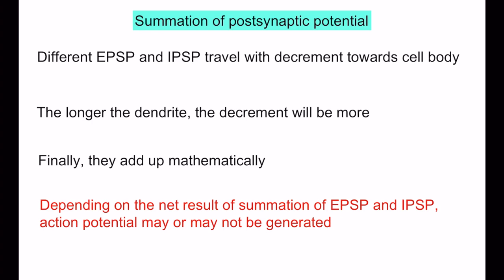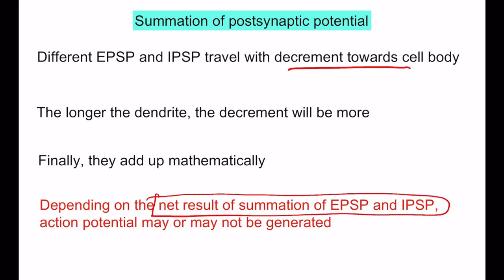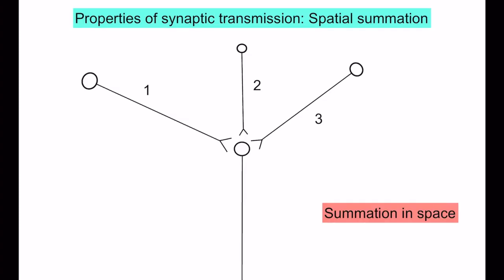So, just a little summary about that. Different EPSP and IPSP travel with decrement towards the cell body. The longer the dendrite, the more the decrement. Finally, they will be added up, and depending on the net result of summation of EPSP and IPSP, action potential may or may not be generated. Fine. Now, let us see the types of synaptic summation of these EPSP and IPSP.